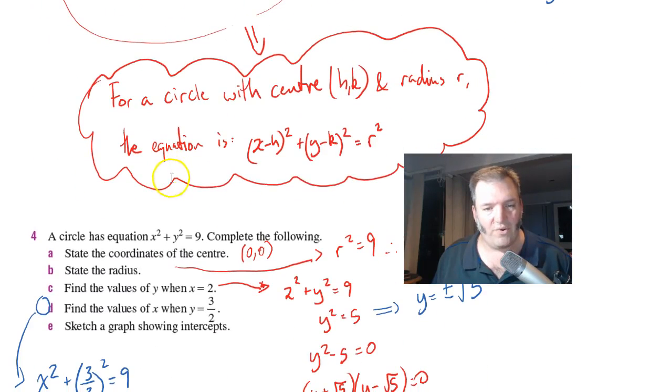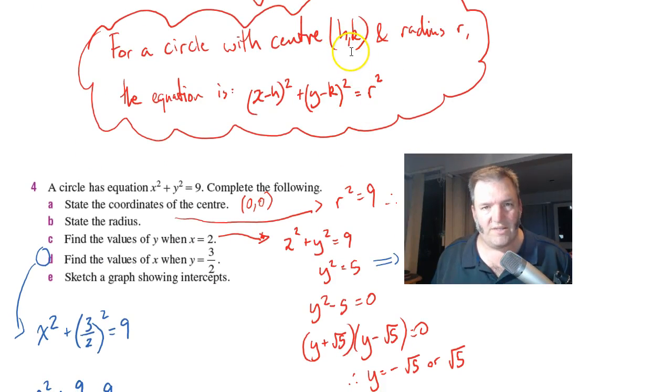So what we end up with is this general rule, and that's the rule you're going to need to know. For a circle with a center h, k and a radius r, the equation is x minus h squared plus y minus k squared equals r squared. And it's pretty easy after that to come up with any of your answers.